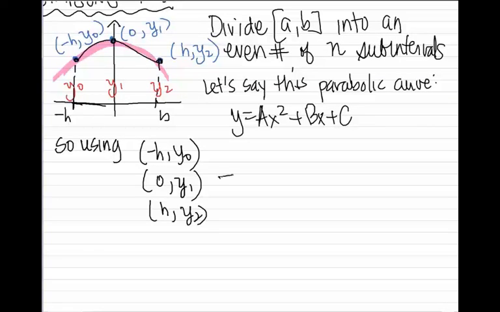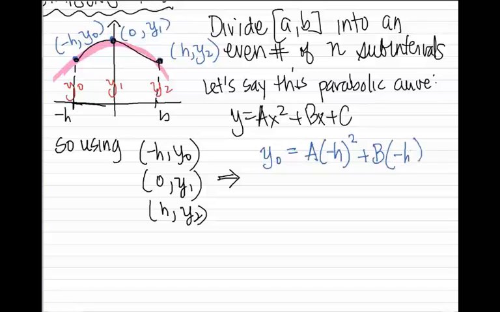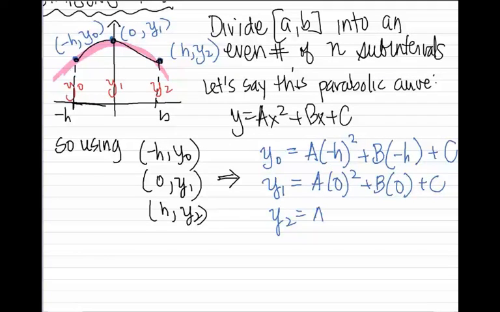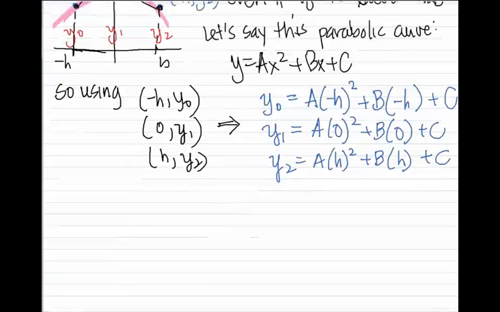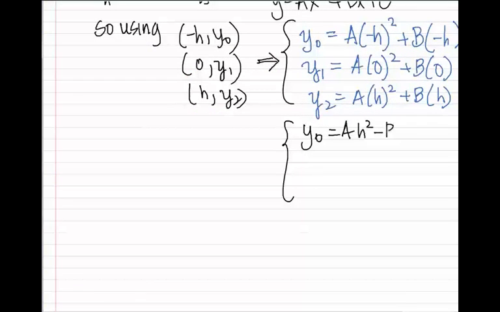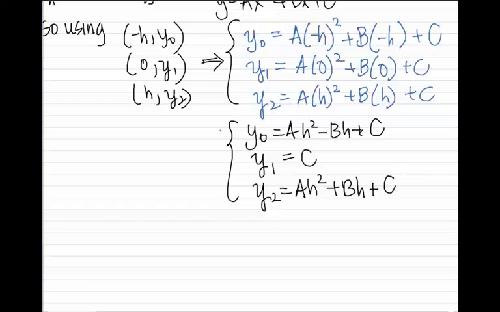I'm going to plug them in and write myself a system. So I have y sub 0 equals a times (negative h) squared plus b times negative h plus c. Then I have y sub 1 equals 0a plus 0b plus c. And then y sub 2 will be a times h squared plus b times h plus c. Simplifying, I would have y sub 0 equals ah squared minus bh plus c, y sub 1 equals c, and y sub 2 equals ah squared plus bh plus c.